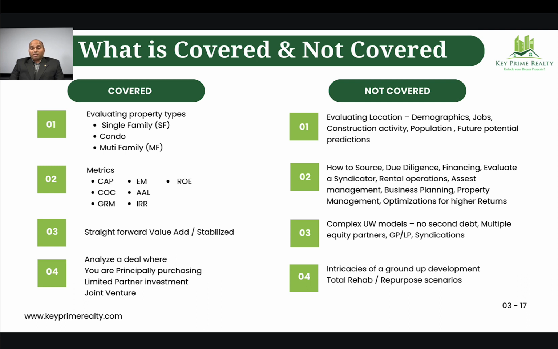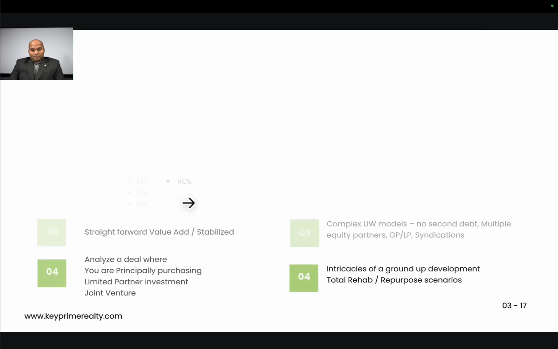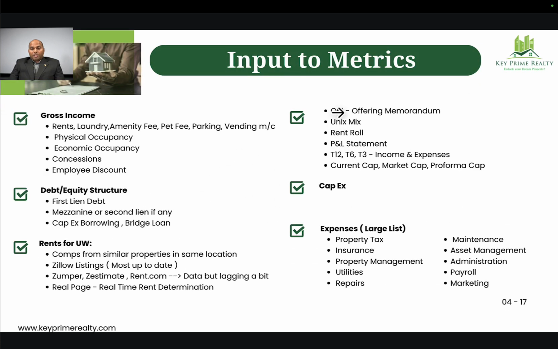This session is basically you're presented with the deal, how you got it, that's a different story, and how do you evaluate the deal. That's it. And then once you acquire, what you do with it is a separate subject. Complex underwriting models, we're not going to do any debt, multiple equity partners, GP/LP syndications, debt structures, first level debt, second level debt. We're not going to go through all that. And then intricacies of any ground up development is not part of this presentation. Okay, so once that is squared, let's go through the next set of slides.